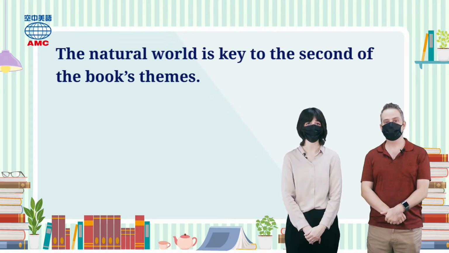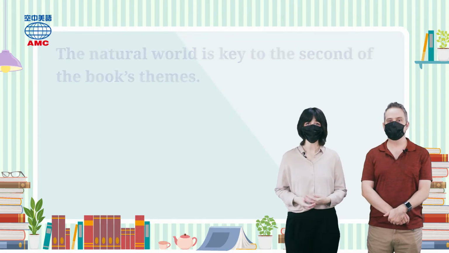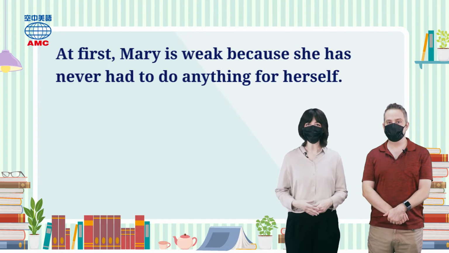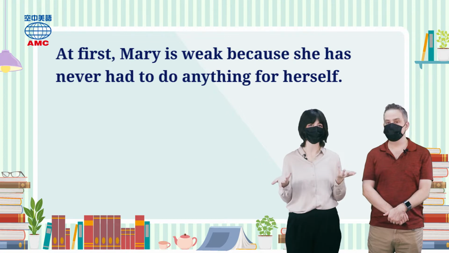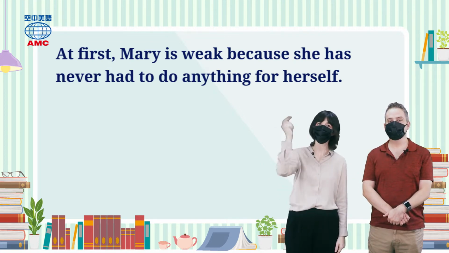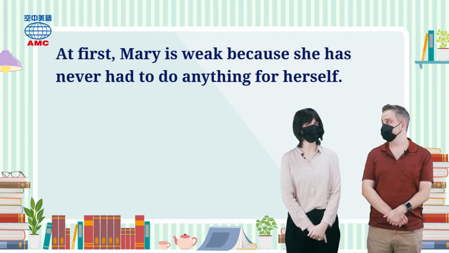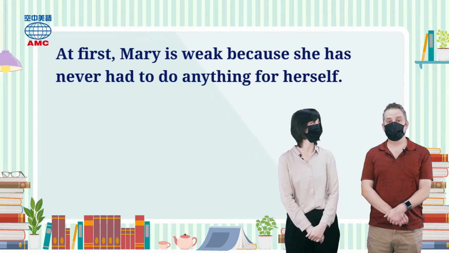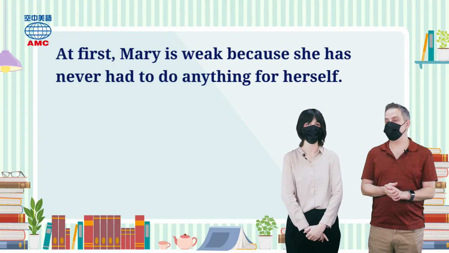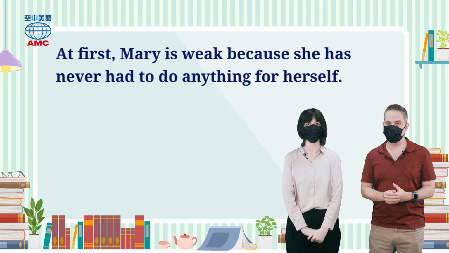That's right. So we talked about the importance of spending time outdoors. At first, Mary is weak because she has never had to do anything for herself. That's right. So she was surrounded by servants. Anytime she needed something, she could just, hey, you, come here, do this for me. And so it's even to a degree where, you know, she can't do anything for herself. Right. And she probably wouldn't have gone outside much either. She would have stayed in her house with the servants doing everything for her.